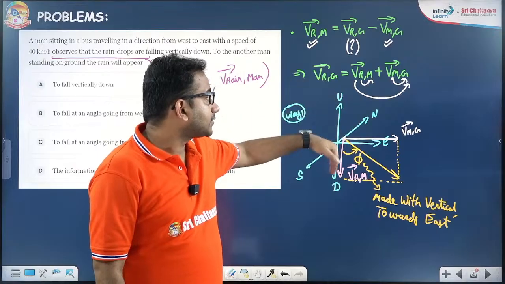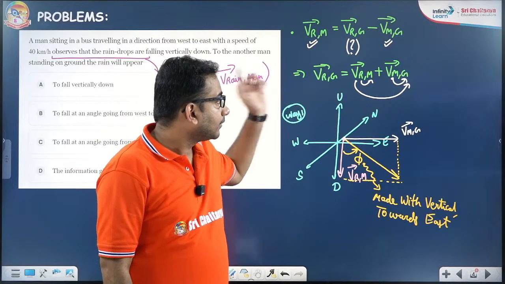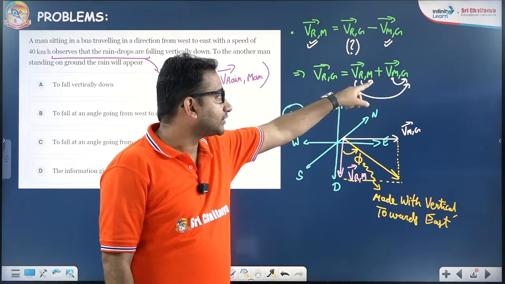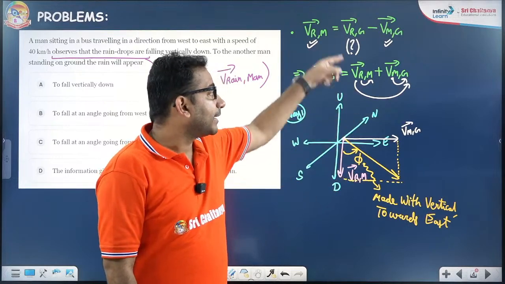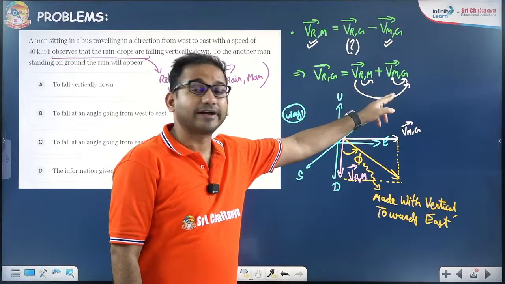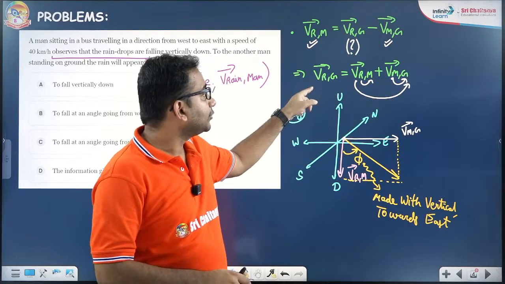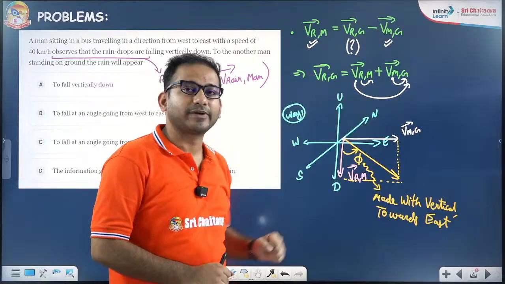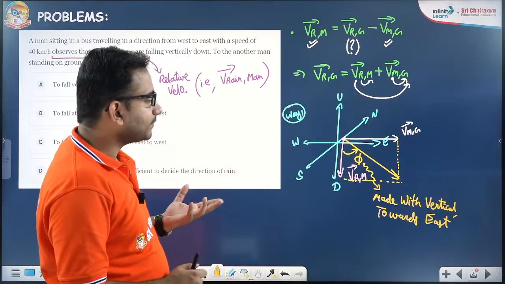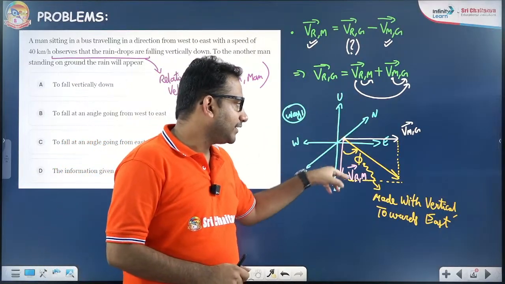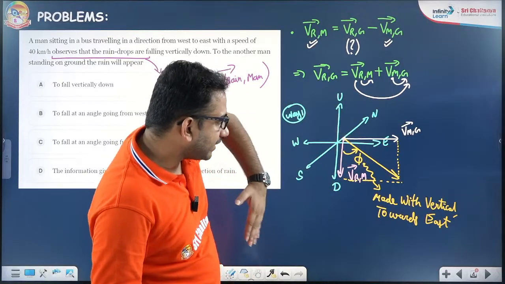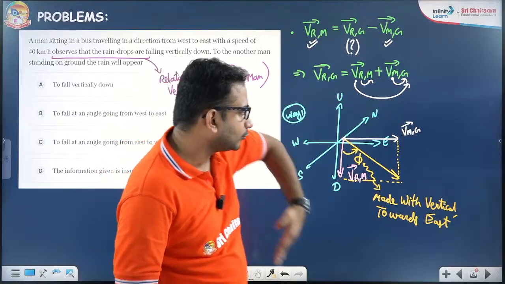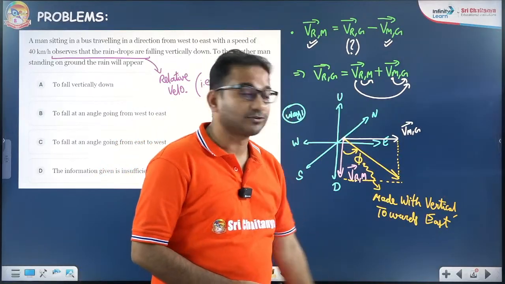So the relative velocity of rain with respect to man is vertically down. By rearranging, you understood that you are going to vectorially add them up. Then only you will get the actual velocity of rain with respect to ground or with respect to a stationary person. So when we completed the parallelogram, our result is somewhat like this. So this angle is made with vertically downward direction, but towards which direction? It is made towards east.